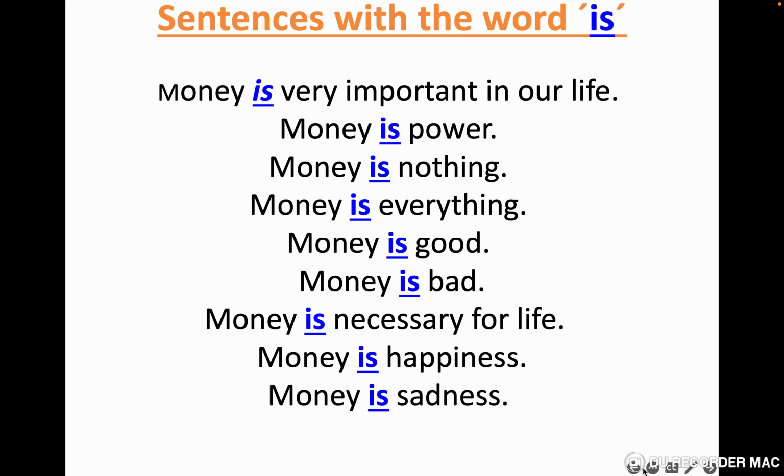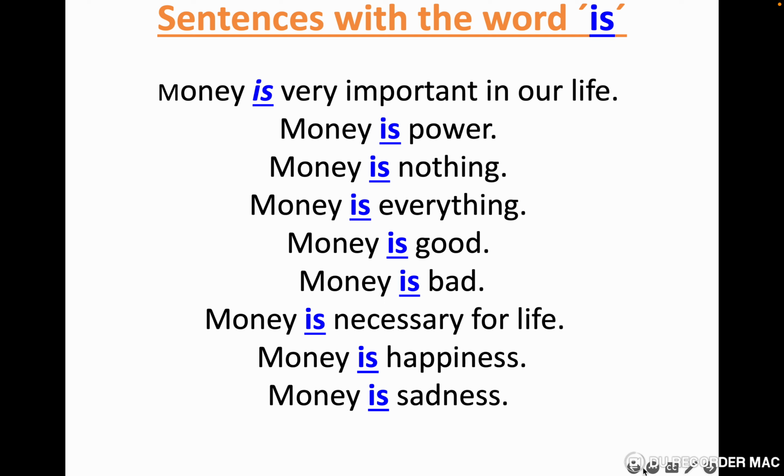So here we have the word money, and we want to make a sentence. We are going to make money, of course, in the future. So all of us, we are going to make money. Everyone by the way he wants to make money. Everyone has his own way to make money. So money is very important in our life. This is the sentence. And the second sentence, money is power.